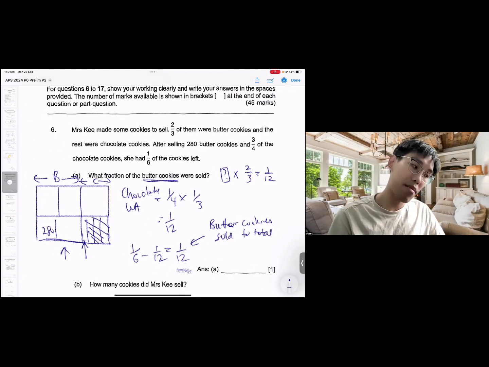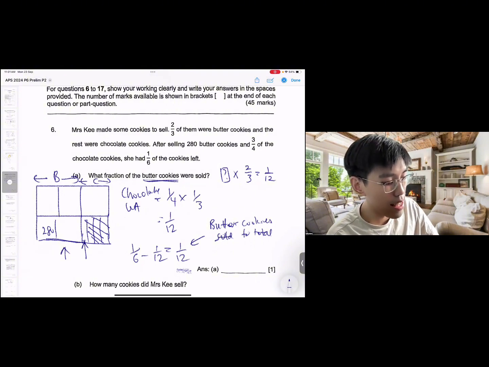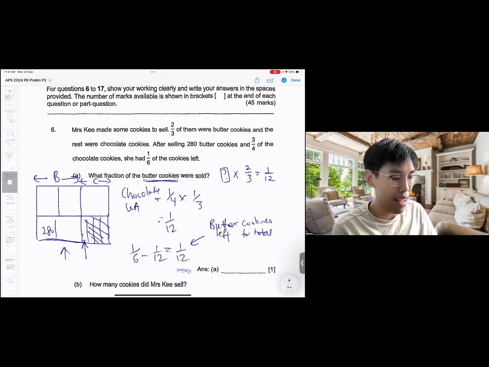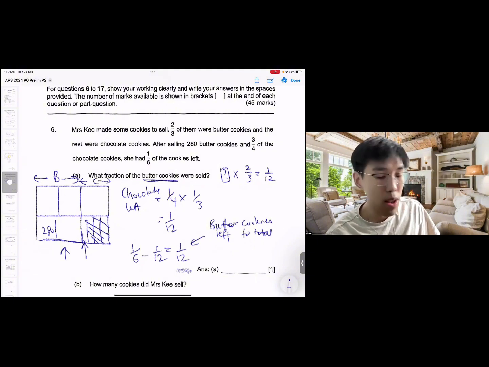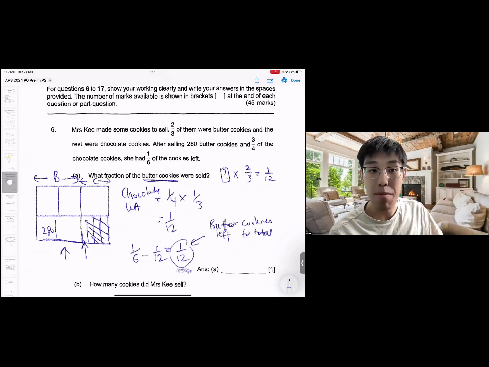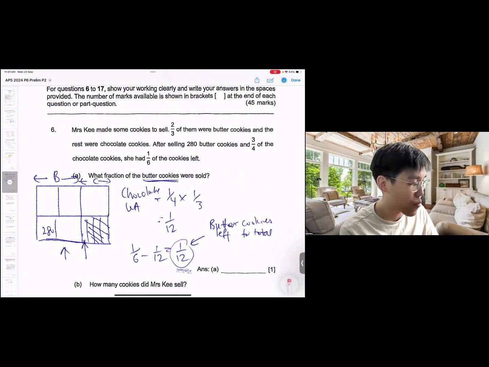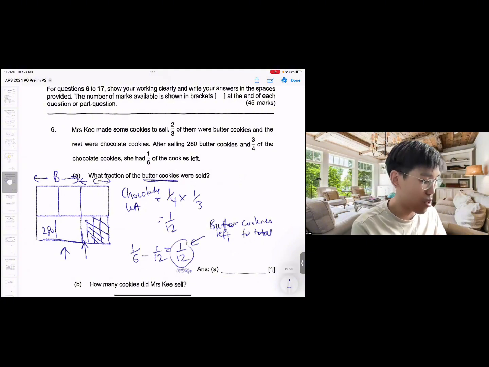1/6 left, 1/6 left. Sorry, my bad. Okay, so this is butter cookies, this is left. Because this is 1/12 left, 1/6 left. So this 1/12 here is butter cookies left to the total. That means, right, what is being sold? What is being sold? Okay, let's retrace our steps again. 1/12 sold.